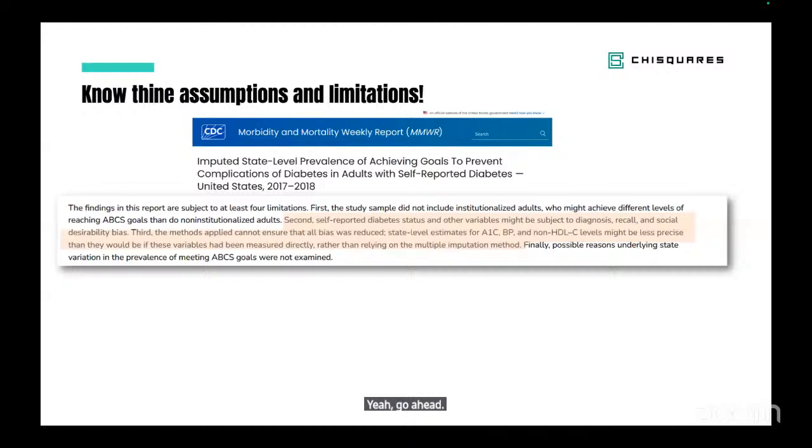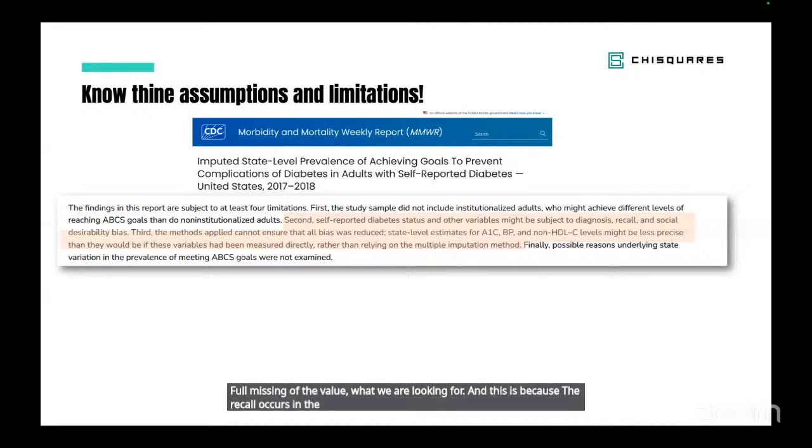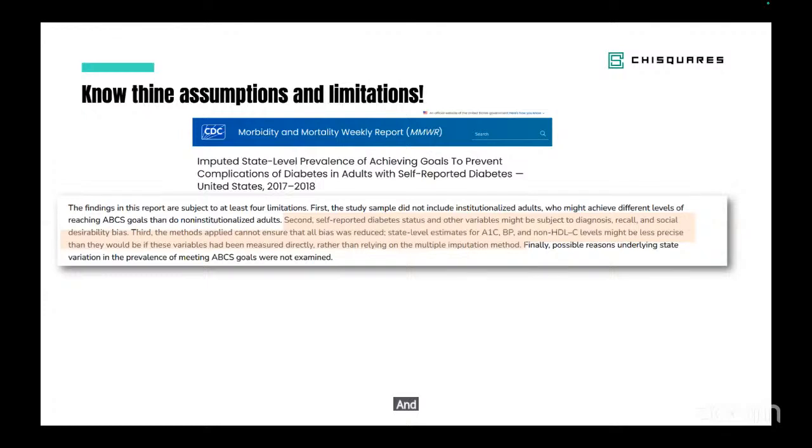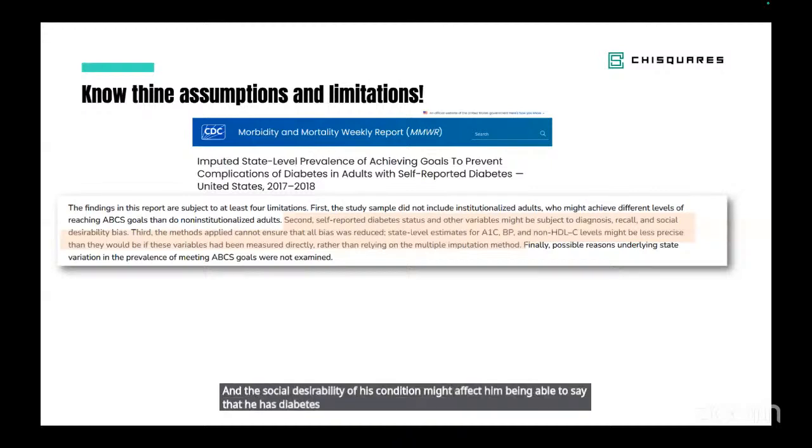Yes, thank you, Prof. Interesting point we have come to here. My thinking is that the subject is actually involved in the actual missing of the value we are looking for. This is because the recall occurs in the subject himself, and the social desirability of his condition might affect him being able to say that he has diabetes. It influences it, so he's actually involved in the missingness of that value. Thank you very much.